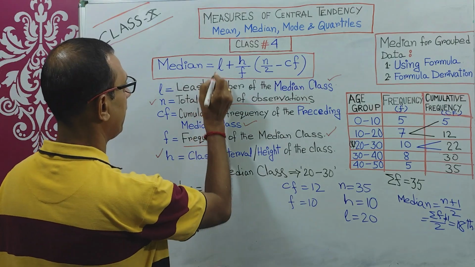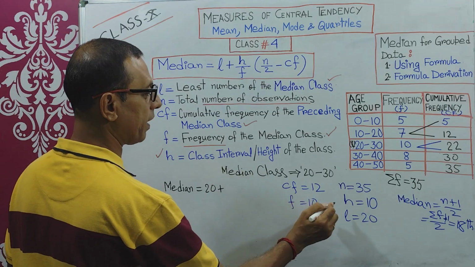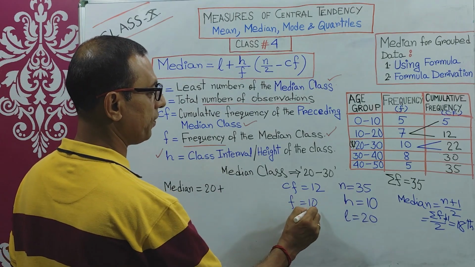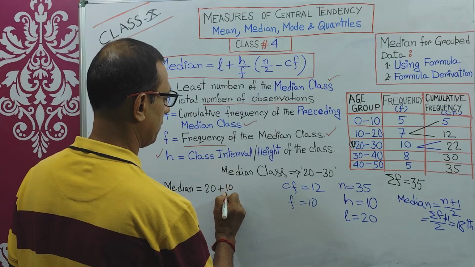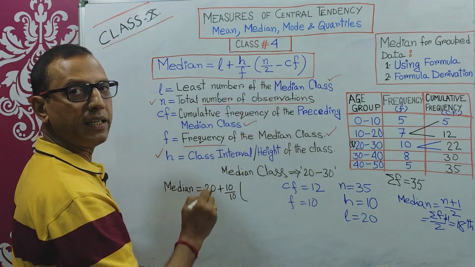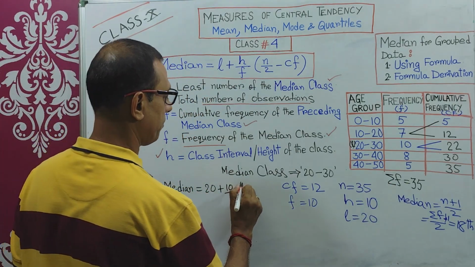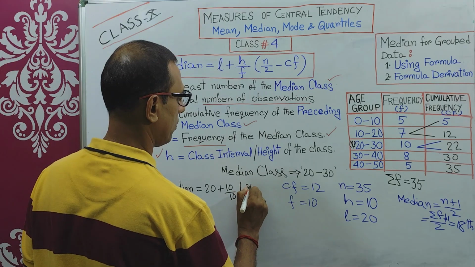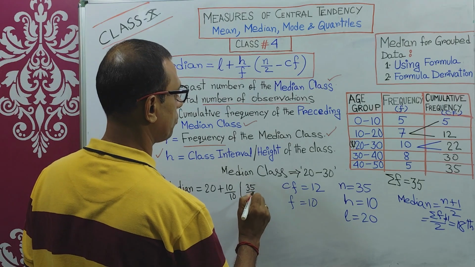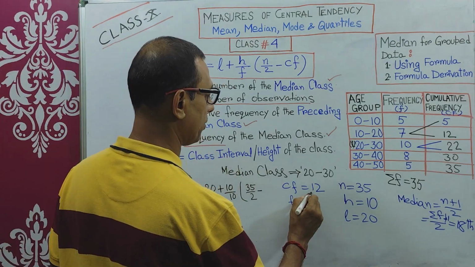Median will be L equals 20 plus H by F. H is 10, F is 10, so 10 by 10. What is N? N is the total number of observations, that is 35. So 35 by 2 minus CF. CF you have already found out, 12.